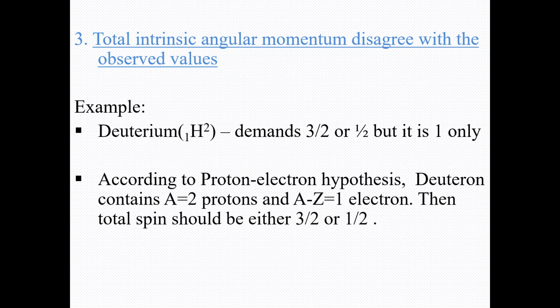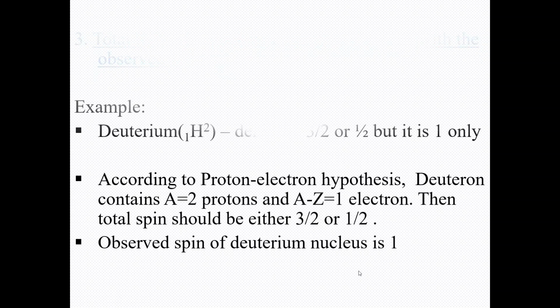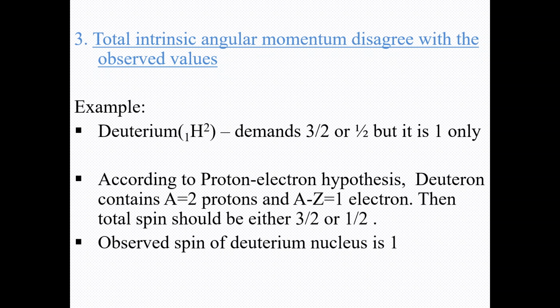If we treat that according to the proton-electron hypothesis, we get that the nucleus contains two protons and one electron. Then the total spin should be either 3 by 2 or 1 by 2. But the observed spin of the deuterium nucleus is 1. So that is reason number three. That's why we say the electron cannot reside inside the nucleus: the total intrinsic angular momentum disagrees with the observed value.